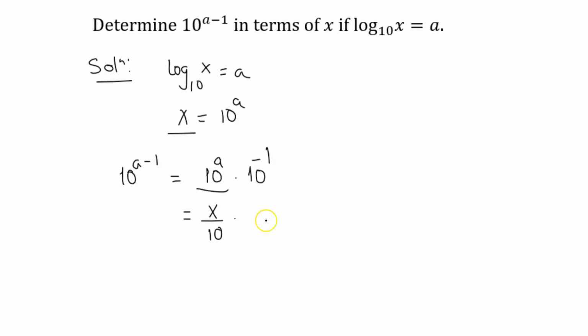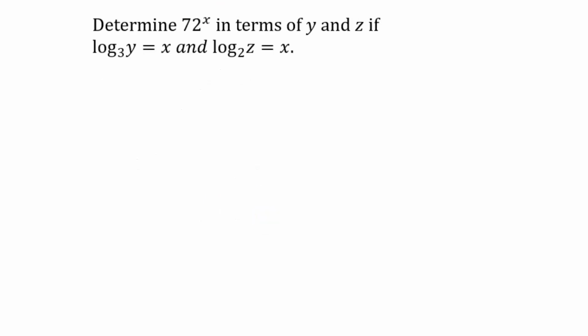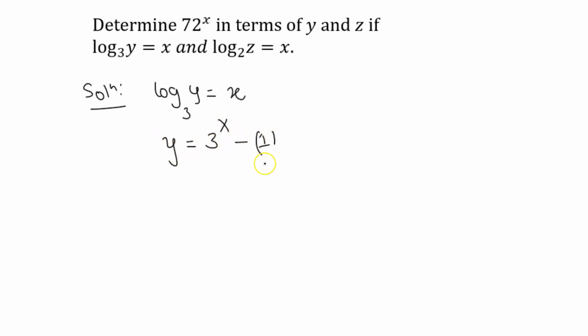Let's move on to the next problem. In this problem, we need to determine 72 raised to the power of x, and we have to express the final result in terms of y and z, given 2 values of log. So here it's going to be a little more involved than the previous problems. Let's begin with the logarithms first. Let's take the first logarithmic equation. We have log of y to the base 3 equals x. So that means y will be equal to 3 raised to the power of x. Let's label this as equation number 1.